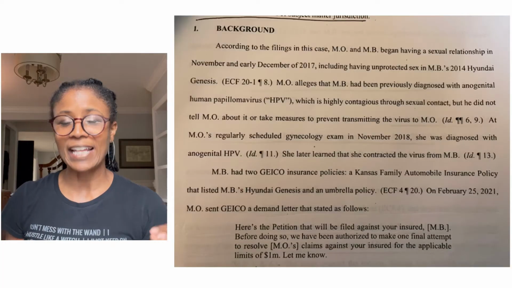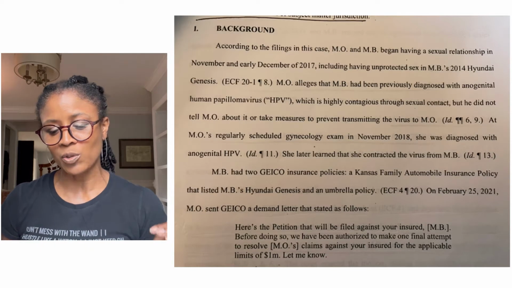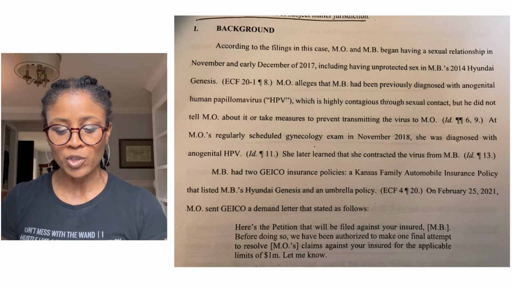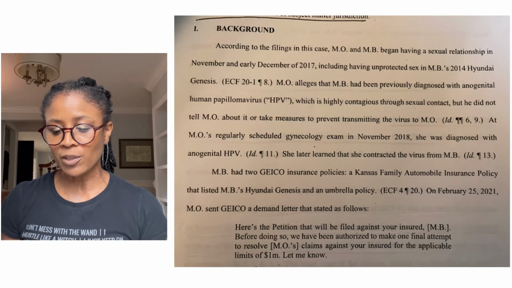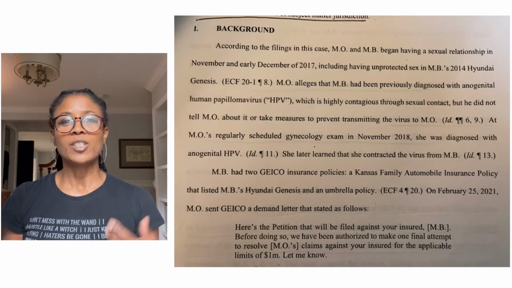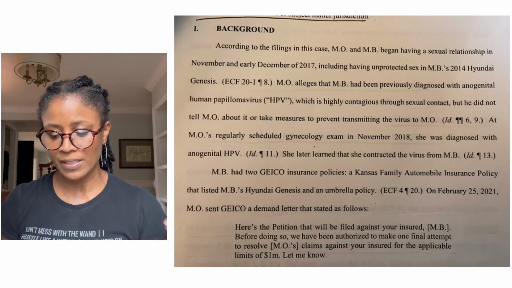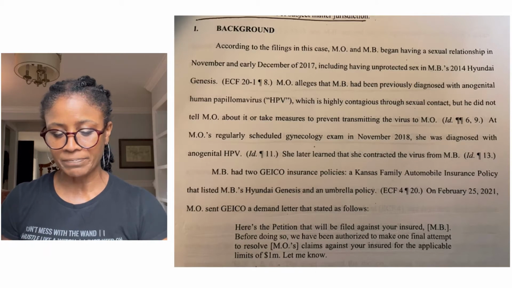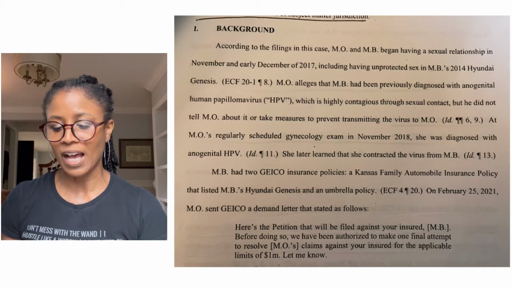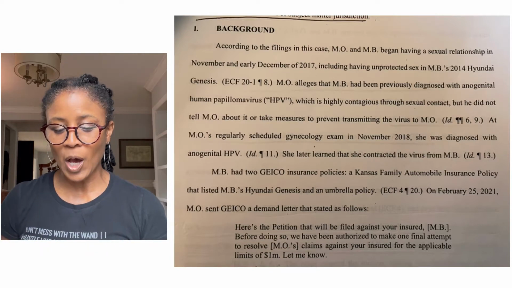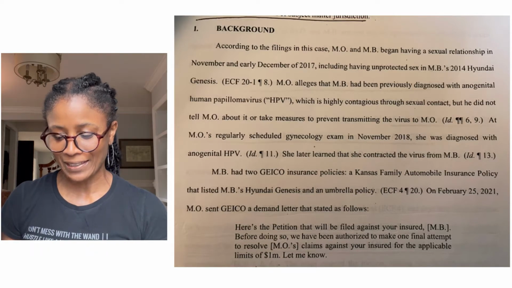We're just going through the background that's in the actual court document. So then it says, at MO's regularly scheduled gynecological exam in November 2018, she was diagnosed with anogenital HPV. She later learned that she contracted the virus from MB. MB actually had two policies: a Kansas automobile insurance policy that listed MB's Hyundai Genesis, and an umbrella policy. MO sent Geico a demand letter.